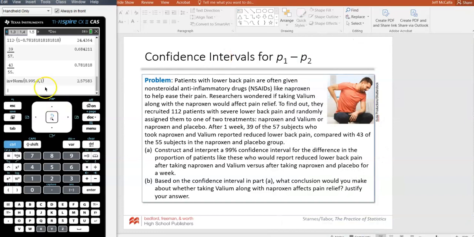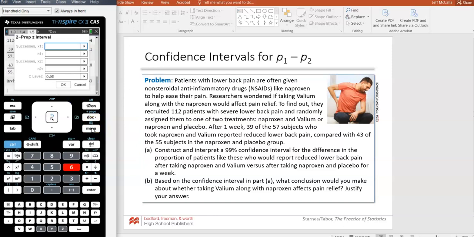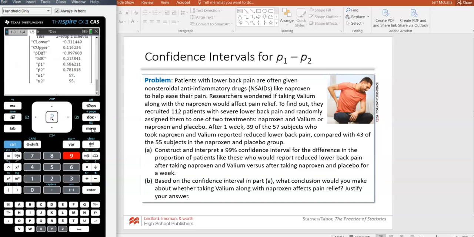get your calculator out and go to menu 666, 2 prop Z interval. This is the name of this test. Really nice. It's already laid out for you. 39, 57. Notice I put P1 first because whichever one you put first, it's going to subtract. So I put that one first, so that's my P1. X2 is 43 divided by 55, and 0.99 was the confidence level. So now I have all I need to do.